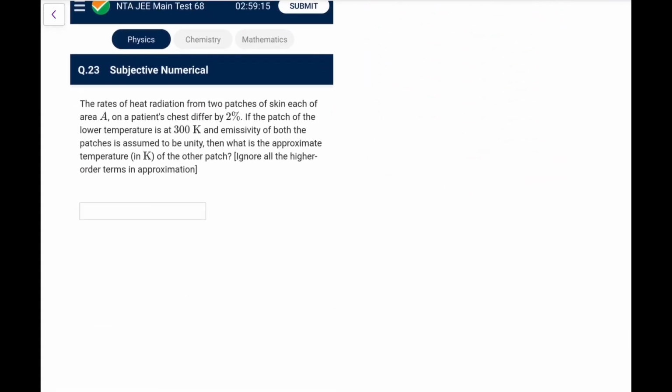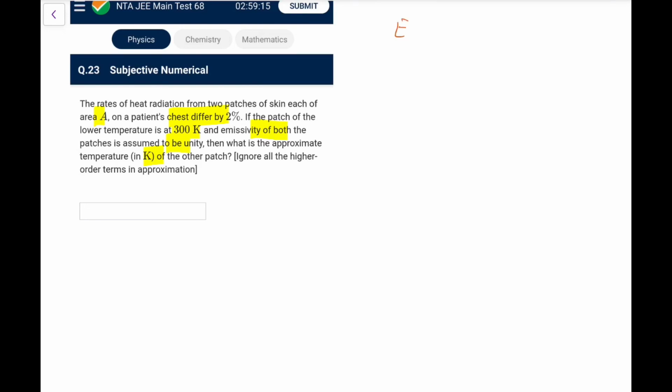Next one. The rate of heat radiation from two patches of skin each of area A on a patient's chest differ by 2%. If the patch at the lower temperature is 300 K and emissivity of both is assumed to be unity, then what is the approximate temperature of the other patch? Ignore all the higher order terms in approximation. Okay, so let me check.